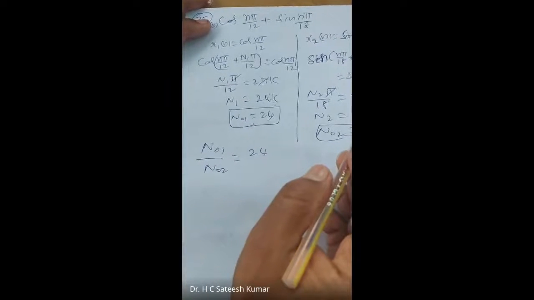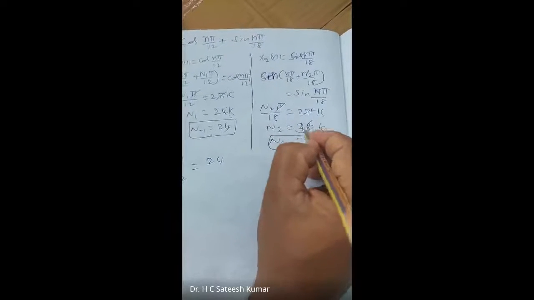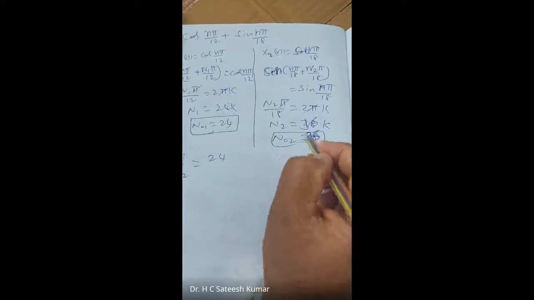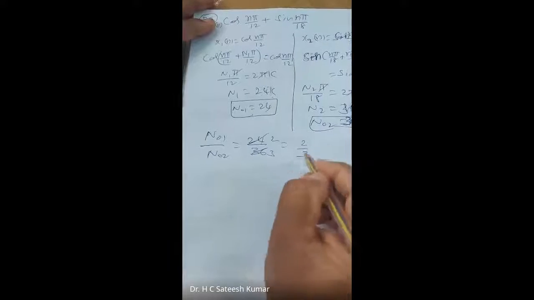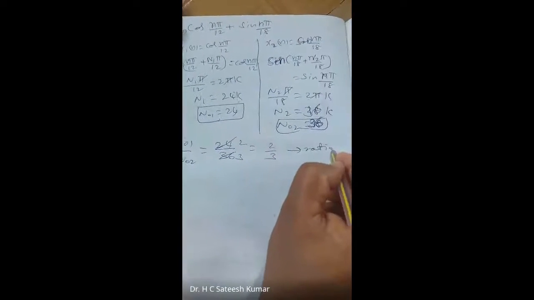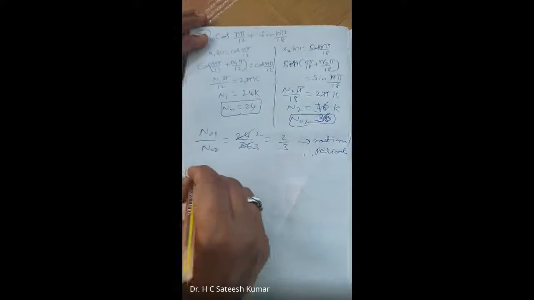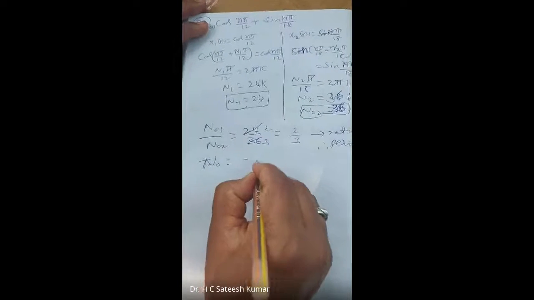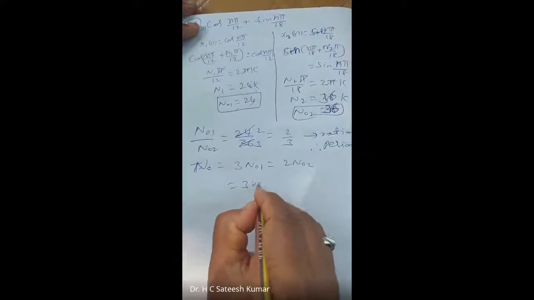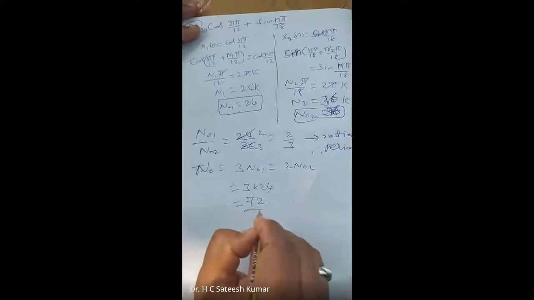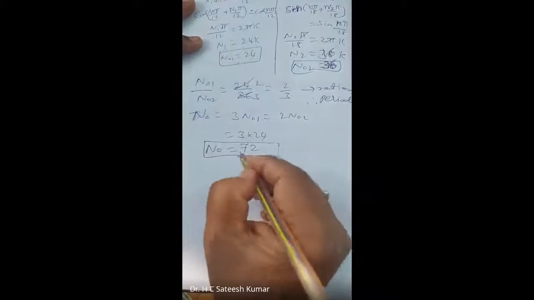Correct? Sorry, this is wrong. 2 is there, 18 into 2 is 36. Sorry. Okay, 24 divided by 36 is 2 by 3, which is rational. Therefore, it is periodic. So the period N0 is equal to 3 N01, which is equal to 2 N02, which is 3 into 24, equal to 72, if I am right. Okay, N0 is equal to 72.